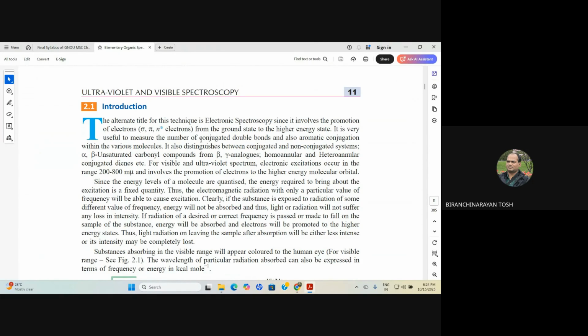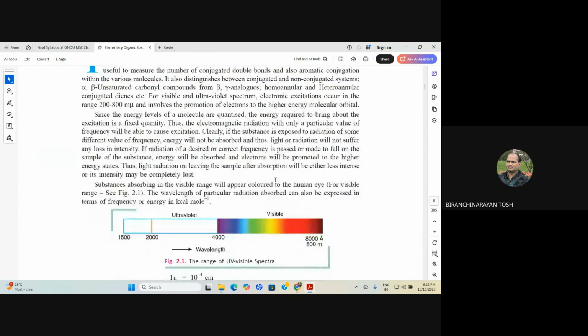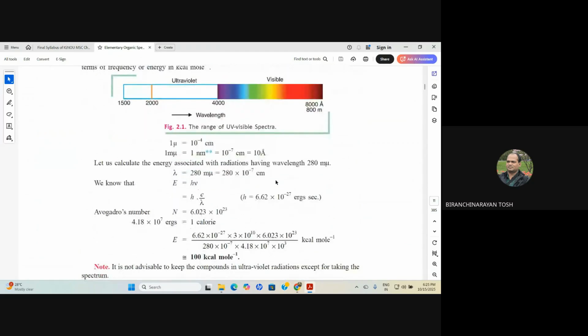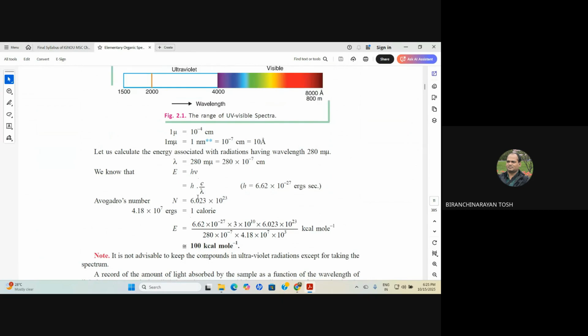This spectroscopy is applicable, as you have seen here, to alpha beta unsaturated carbonyl compounds and homoannular or heteroannular compounds, and it occurs between 200 to 800 nanometers. There are some problems where you need to convert units, which you know how to do. E equal to h nu: if the frequency is this much, what is the energy? It is a simple calculation, and by putting E equal to h nu you can find it out.